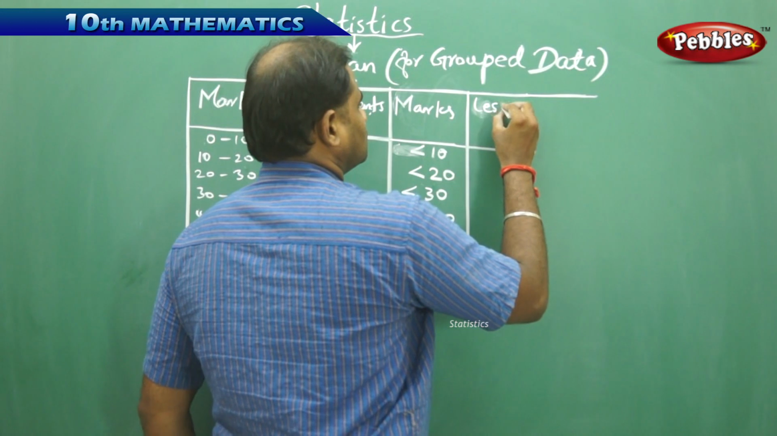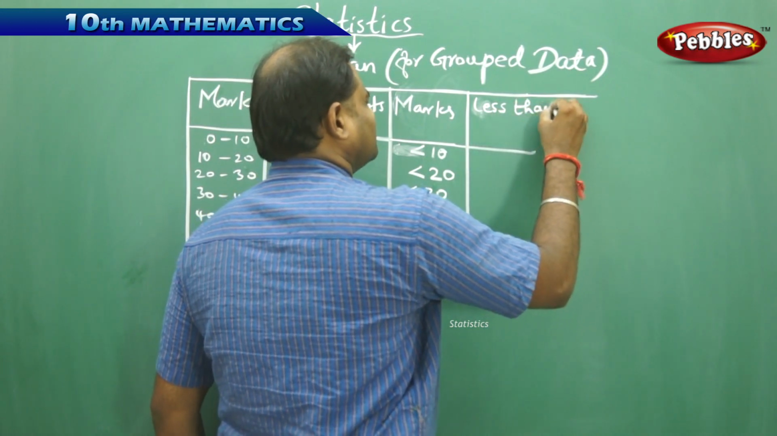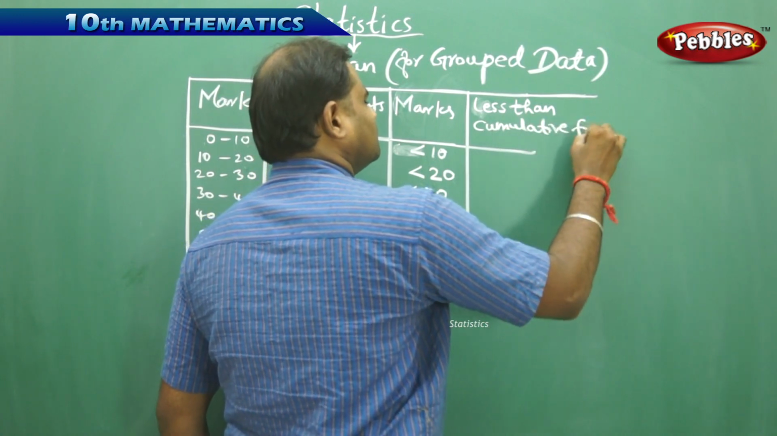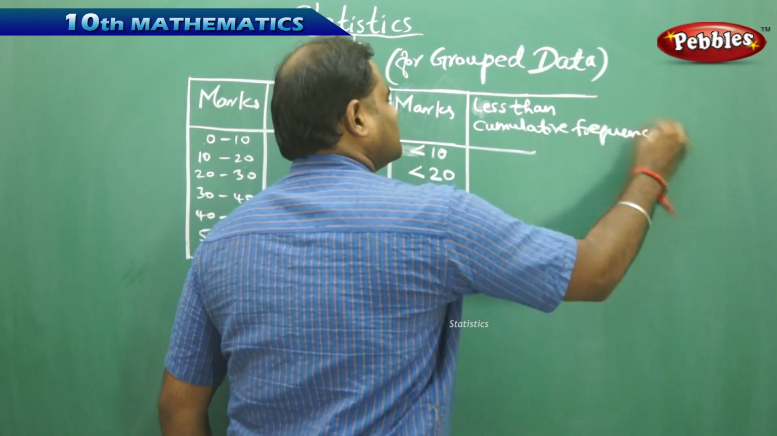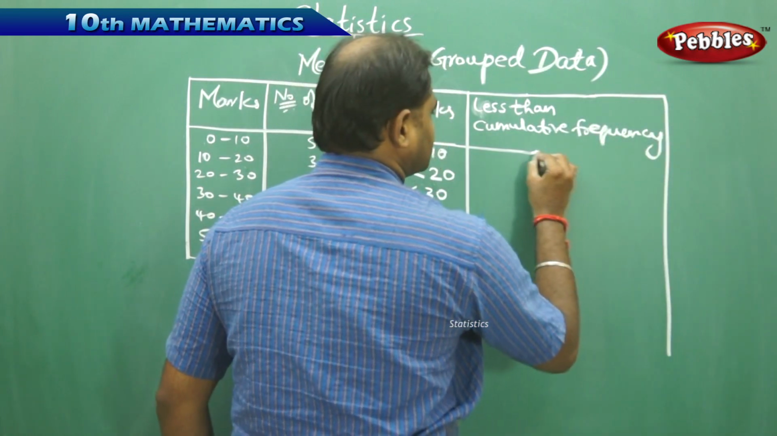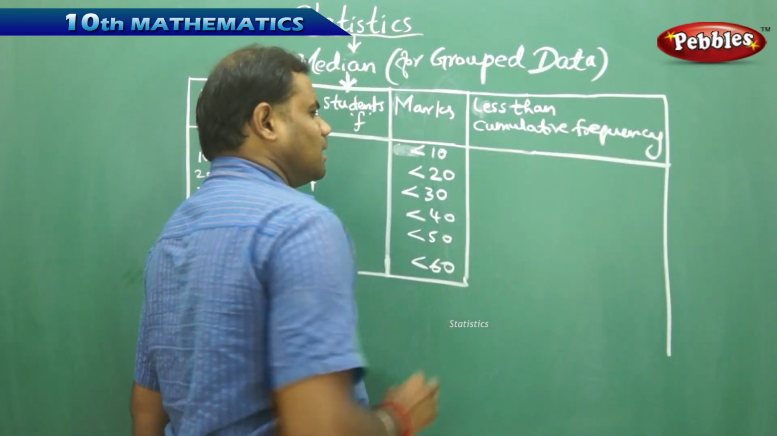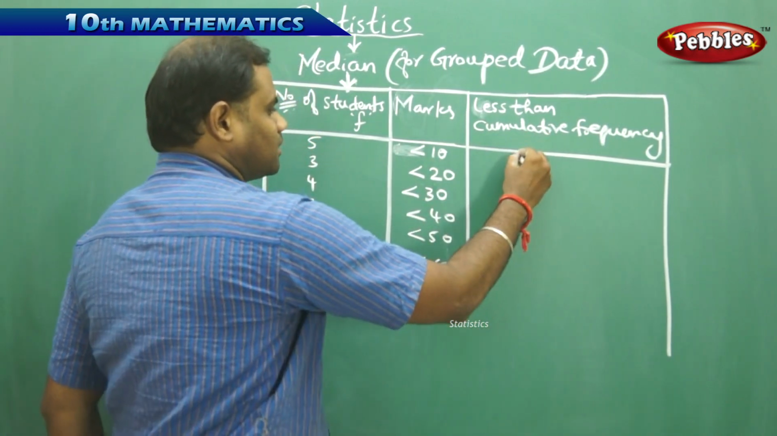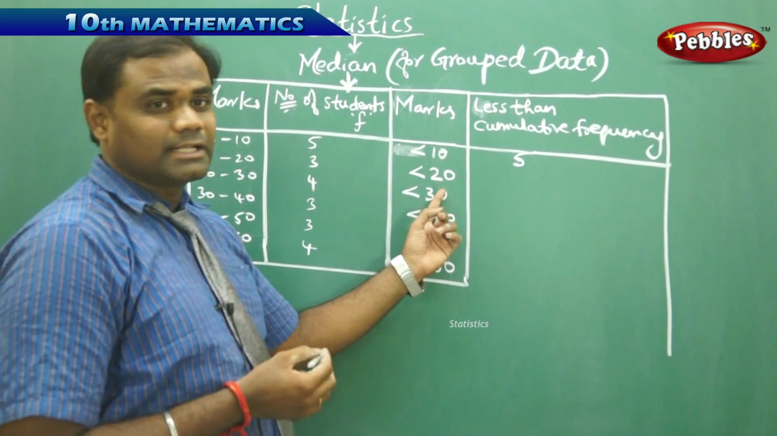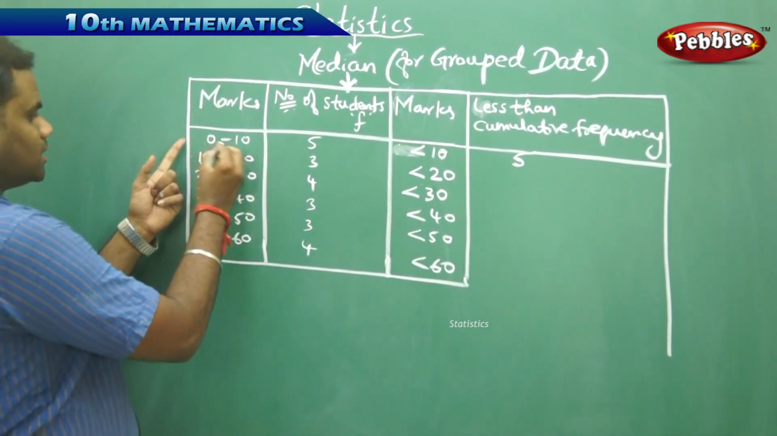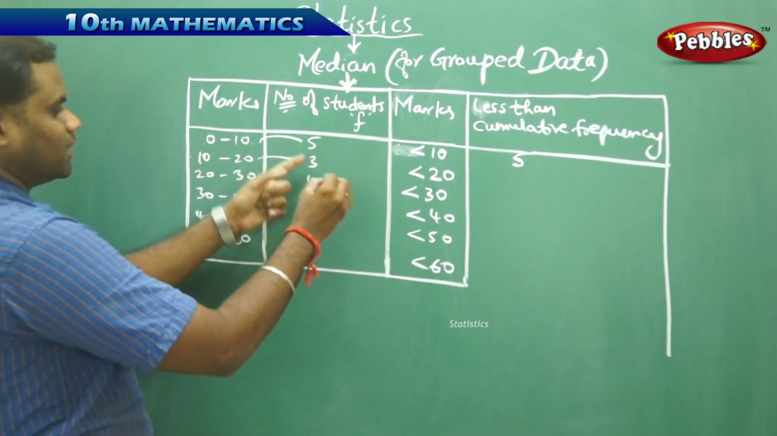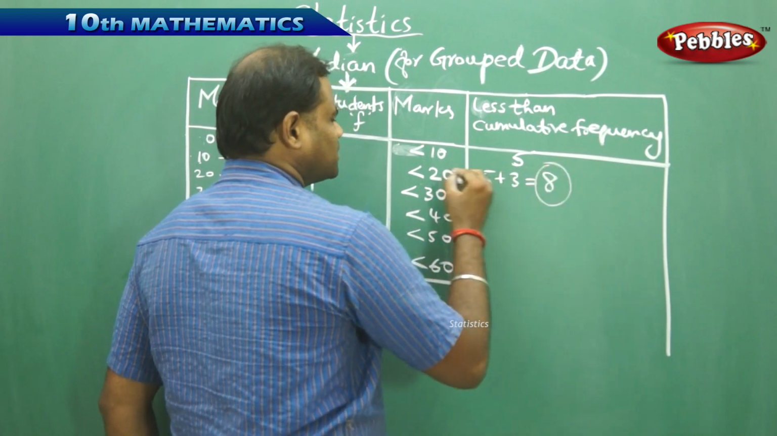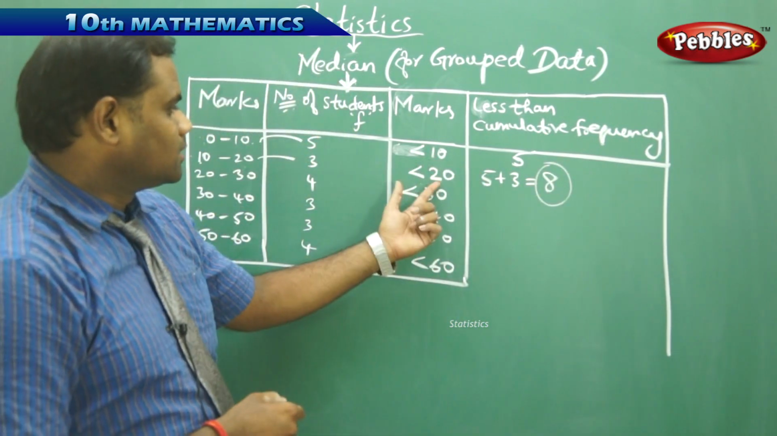The less than cumulative frequency we get by taking the marks obtained which are less than 10. The frequency is clearly 5. But if I want to know the marks obtained which are less than 20, I have 10 to 20 and 0 to 10, which are given by 5 and 3. Therefore, 5 plus 3 is what I get as the cumulative frequency for the marks which are less than 20.